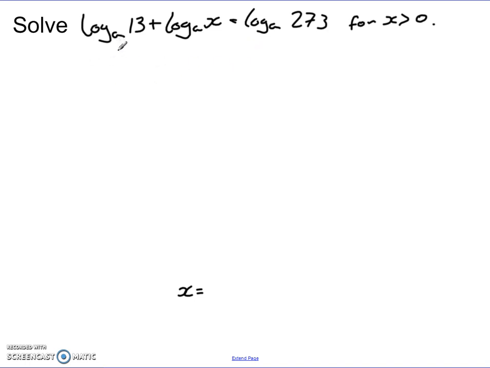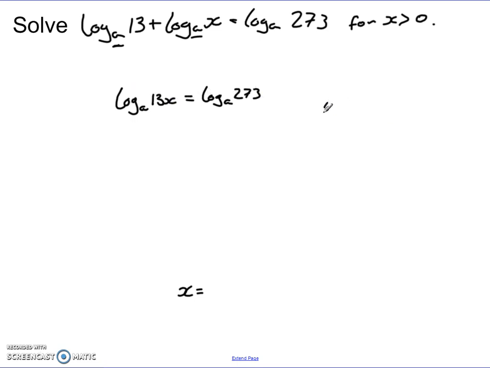So imagine I have this: log to the base a of 13 plus log to the base a of x equals log to the base a of 273. Well, I've got two logarithms here being added, and they've both got the same base. So I can use the first rule of logarithms I had, where when I add them, it becomes a product. So what I'm able to say is that log to the base a of 13x equals log to the base a of 273.